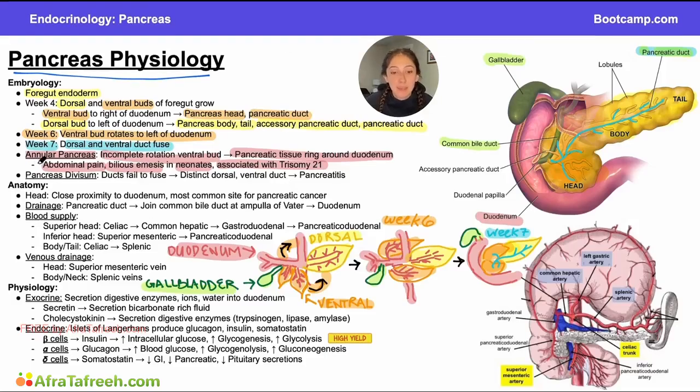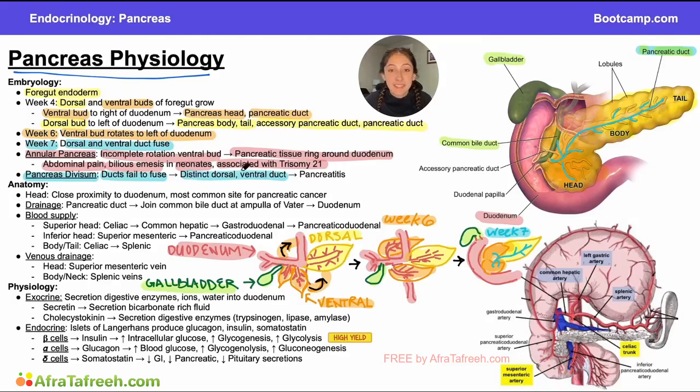The other problem that we can have with our pancreas embryology is pancreas divisum. And this is when our ducts fail to fuse. So remember we talked about around week 6, we are going to have fusion of the duct that came from the head of the pancreas and the ducts that came from the body of the pancreas, or from the ventral and dorsal aspects of the pancreas respectively. And this is going to lead to a distinct dorsal and ventral duct because they didn't fuse, they're not connected.